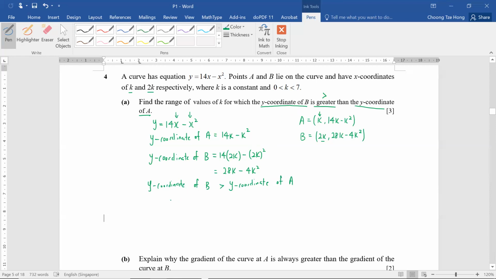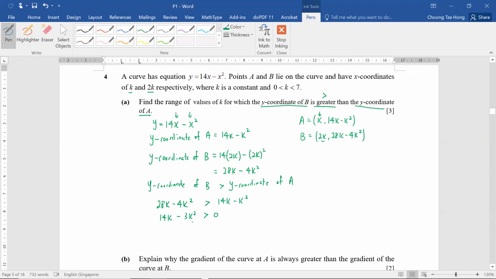Over here, I'm just writing out mathematically the statement in the question. So the y coordinate of B is greater than the y coordinate of A, just like this. Then let's bring everything to the left side. 28k minus 14k, you get 14k, minus 4k squared plus k squared, you get minus 3k squared, greater than 0.